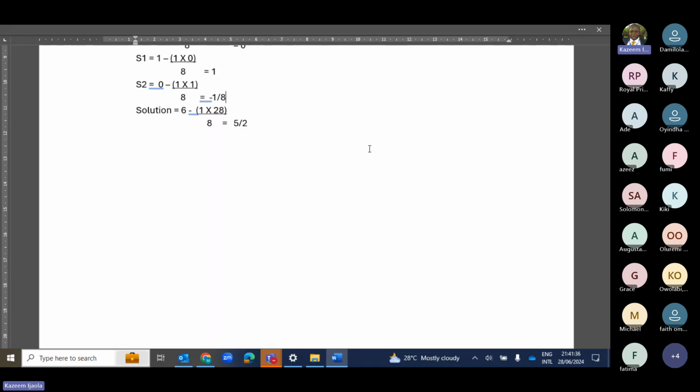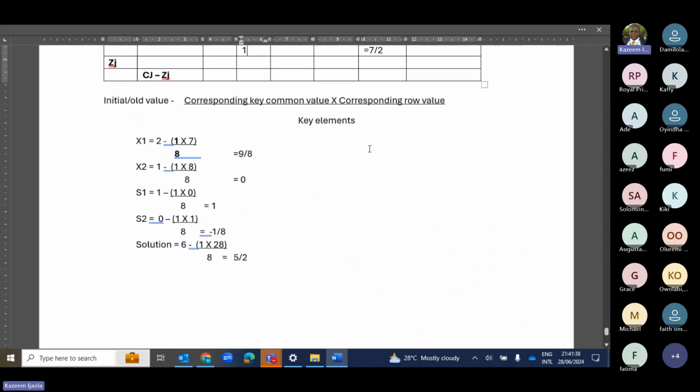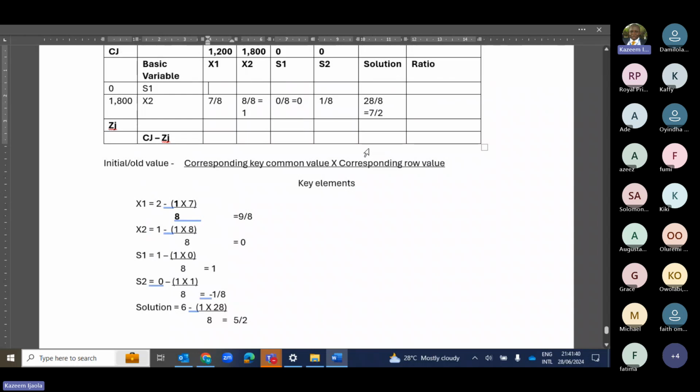So now that we've gotten the value, let's insert it. You will come here now and insert the value. This is 9 over 8. This is 0. This is 1. This is minus 1 over 8. And this is 5 over 2.